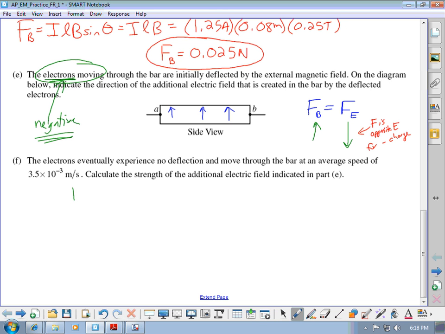So again, they're going to be deflected until the magnetic force equals the electric force. The magnetic force, a couple steps ago, we said that it was ILB. That was when we were looking at the current flowing. Here, we're now looking at the individual electrons that are flowing. So the magnetic force equation for individual electrons is QVB. Again, it's QVB sine theta, but these are moving in a straight line perpendicular to the magnetic field, so it's just QVB. And the electric force is Q times the electric field.